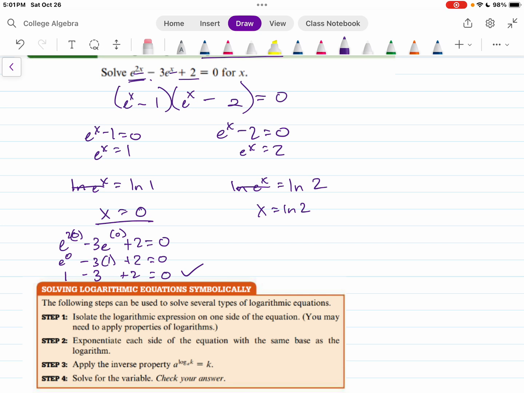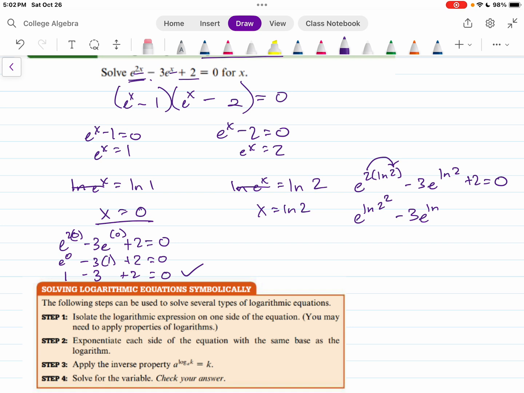On this other one, we would have to do a little bit of work, but it works out pretty good. But we want to check these answers. If it was e to the 2 times ln of 2 minus 3e to the ln of 2 plus 2, does it equal 0? The 2 gets to go up as a power, so this is e to the ln of 2 squared. And then I'm just going to copy this down.